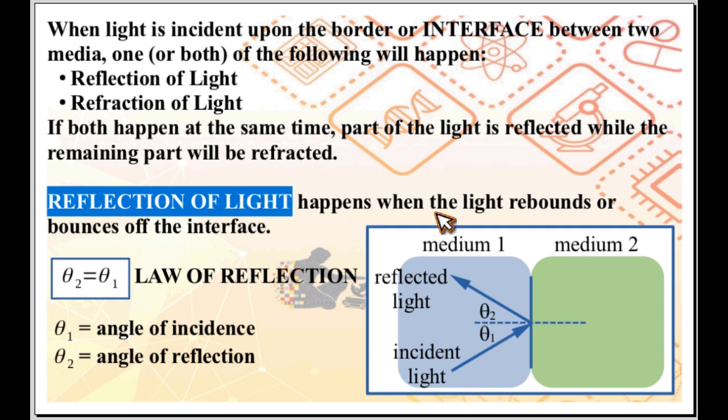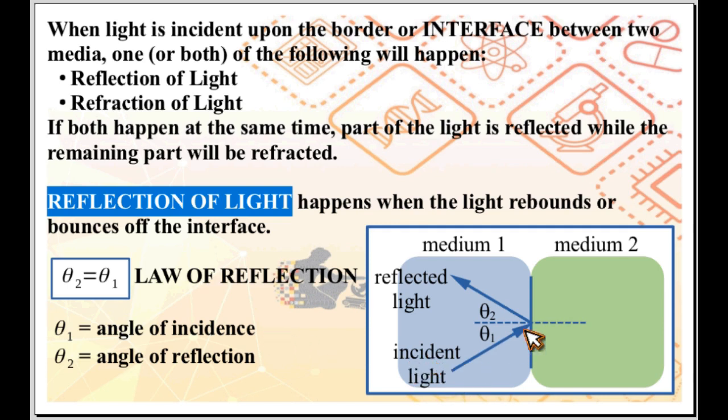Reflection of light happens when light rebounds or bounces off the interface. So you have incident light, light striking the interface between the two media, medium 1 and medium 2. You have the interface, you have the normal line, the dashed line. The normal line is perpendicular to the interface. You have incident light. It has angle theta 1 with respect to the normal line. Theta 1 is referred to as the angle of incidence.